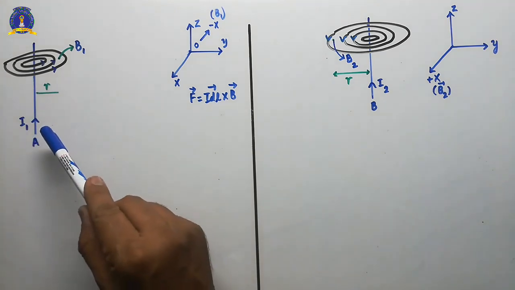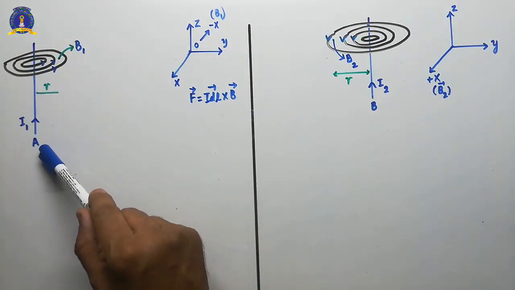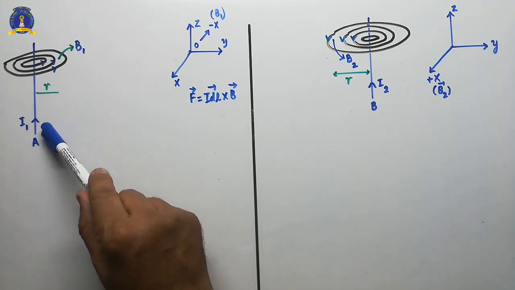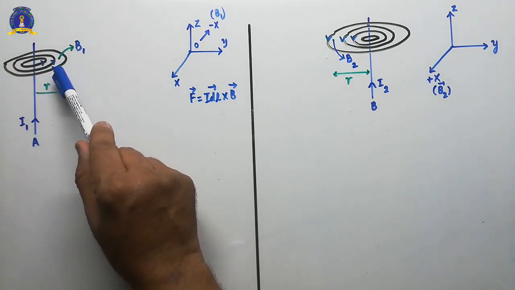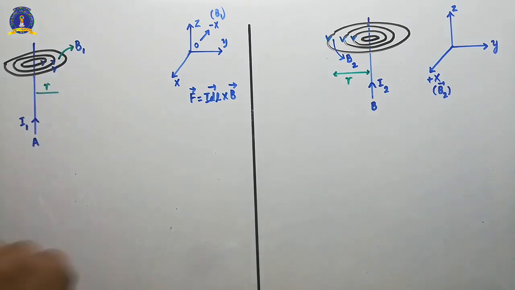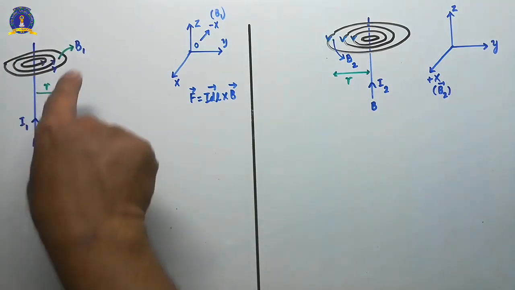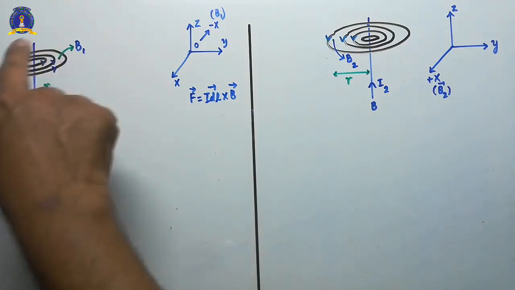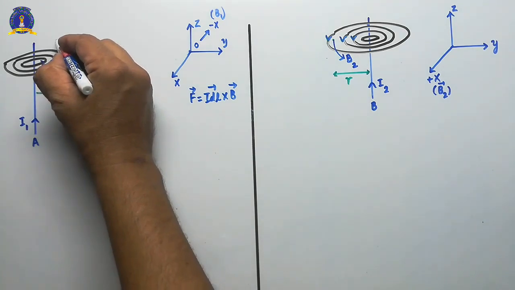Listen here, in this picture there is a conductor. The name of the conductor is A, through which the current I1 passes. And here the magnetic field is seen in the form of concentric circles. When current goes in the upward direction, as per the right hand thumb rule, the direction of the magnetic field will be in the anti-clockwise direction. Here there is a point P.